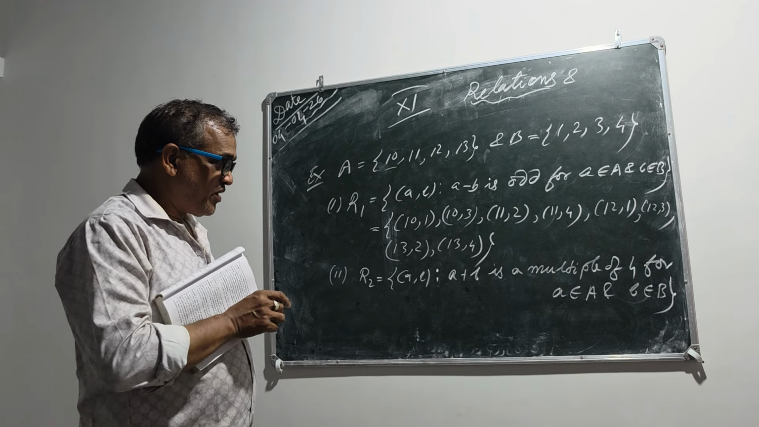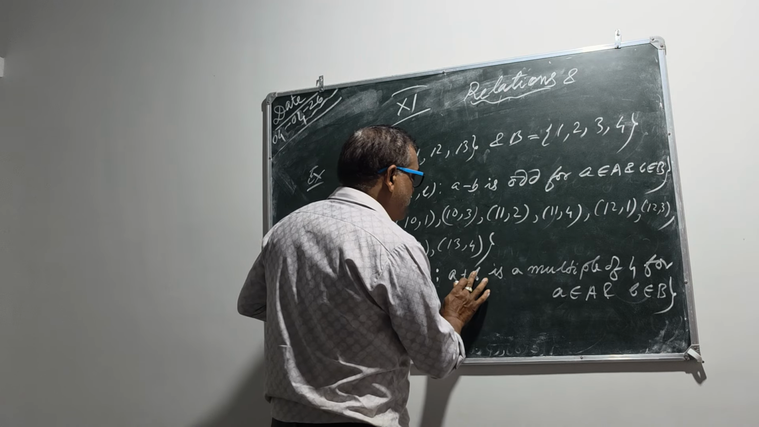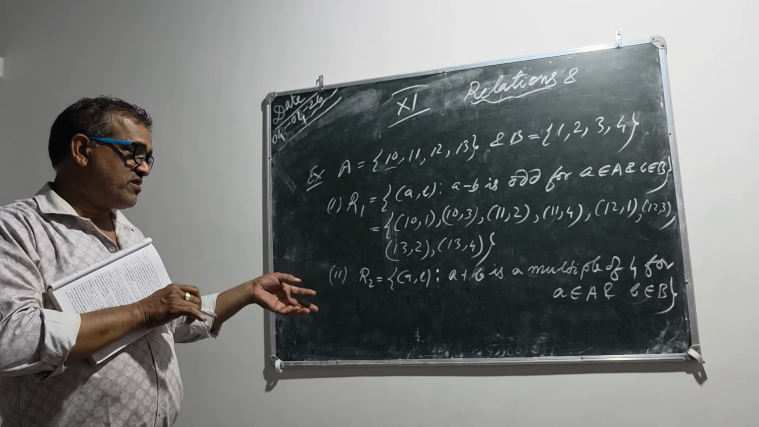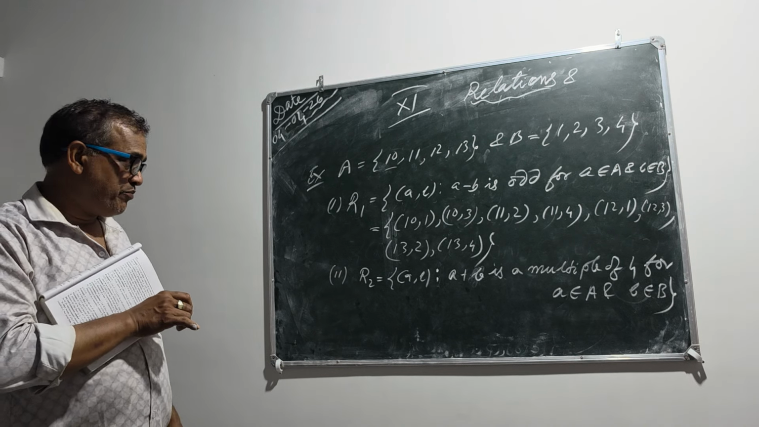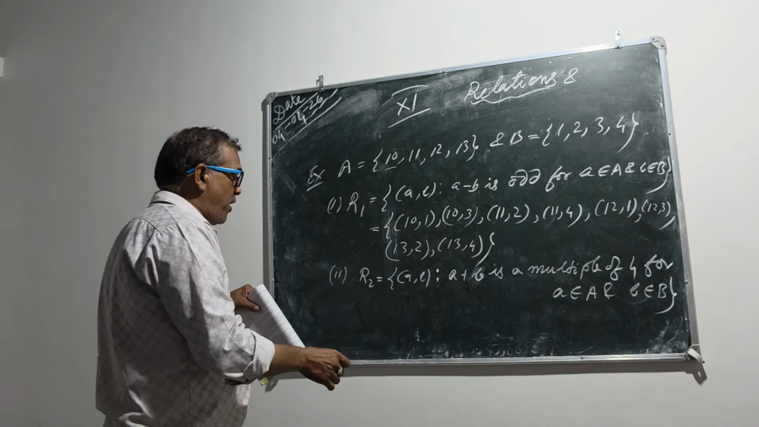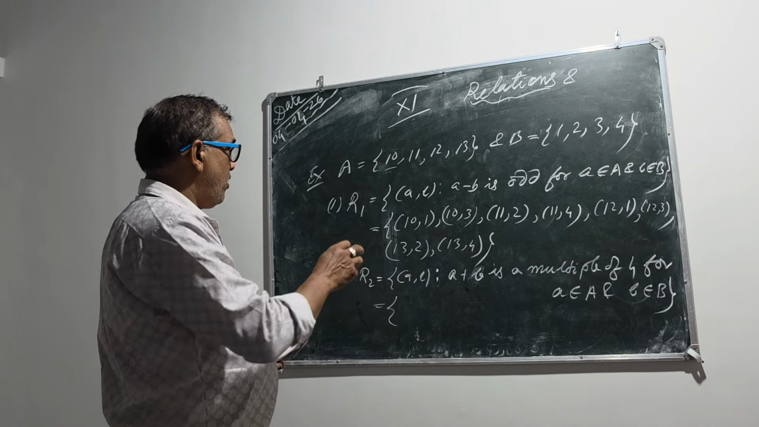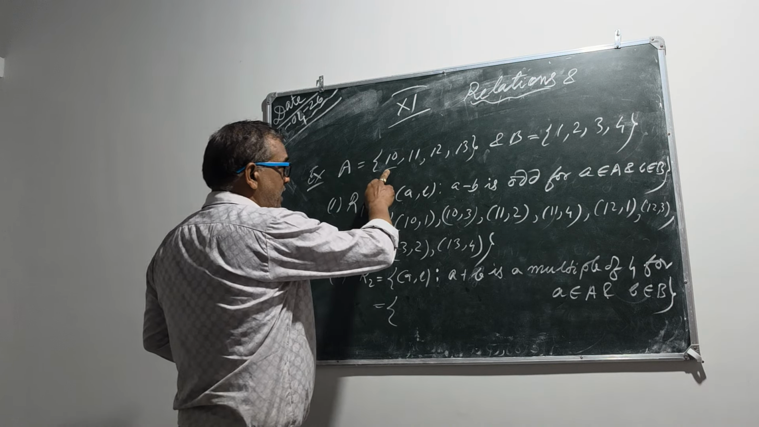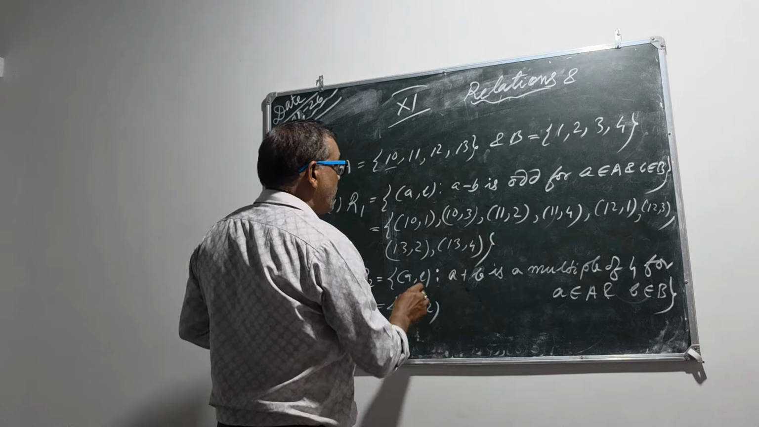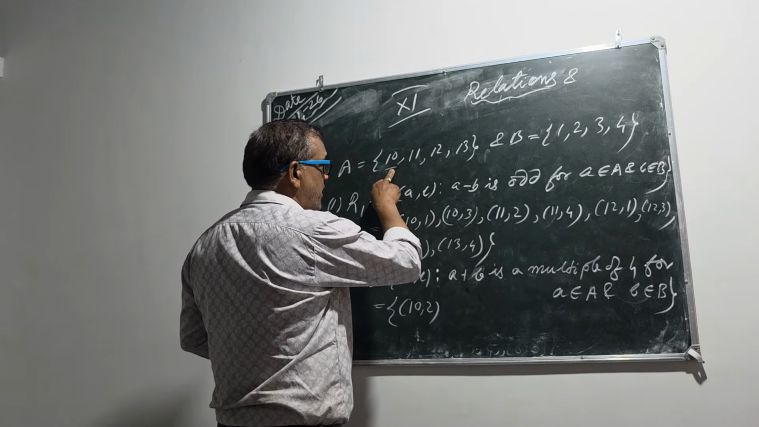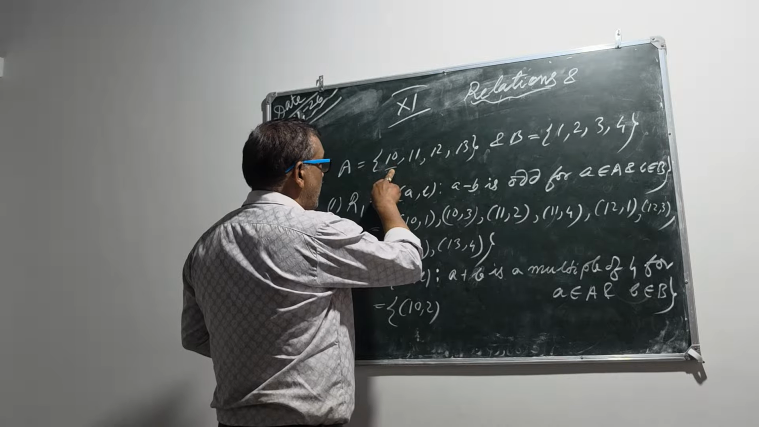According to the definition, a plus b should be a multiple of 4, meaning the summation must be divisible by 4. Then what are the ordered pairs? Let us see. Say 10 plus 2, that is (10,2). 10 plus 2 equals 12, which is divisible by 4. 10 plus 3 no need. 10 plus 4 no need.